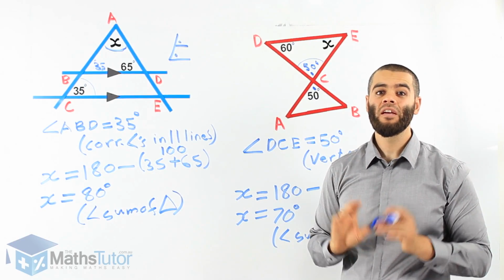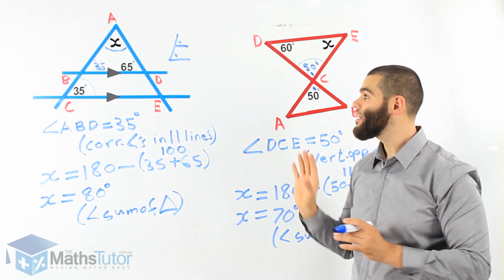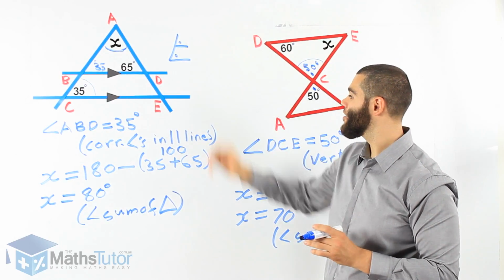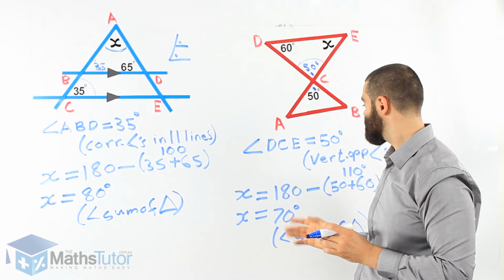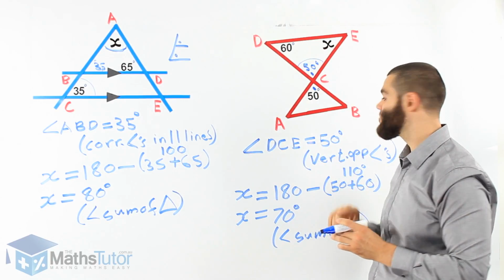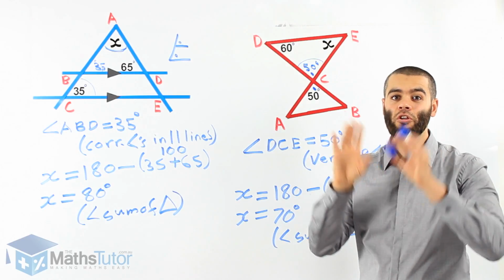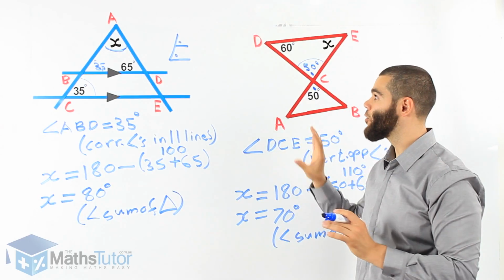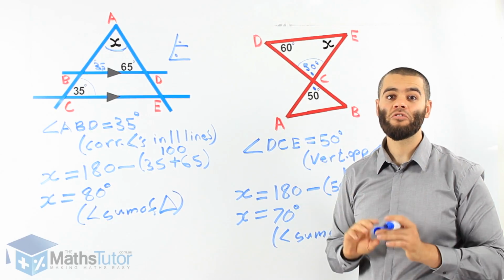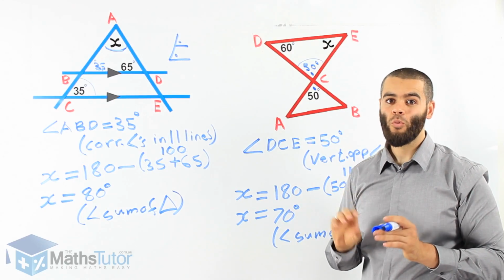You know your reasoning and you know all your geometrical facts. In this case here, we used parallel lines, we used the rules for triangles, and we also used the rules for vertically opposite angles. You need to know them all. That way, no matter what question you face, you know straight away which ones to use, where and when.